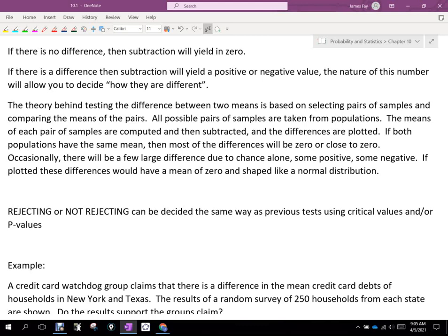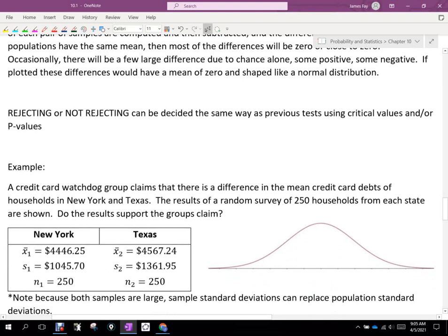Because if the populations are the same, most things are going to subtract to give you 0, which is our mean on our standard normal curve. Then you're going to have some, because of chance, because I could pair value A with value B, and they might be completely different just by chance, but you're going to get a few of those. So if I plot all that on a curve, it will be a normal curve. Rejected or not rejected can be decided the same way as previous tests, using critical values and/or p-values.